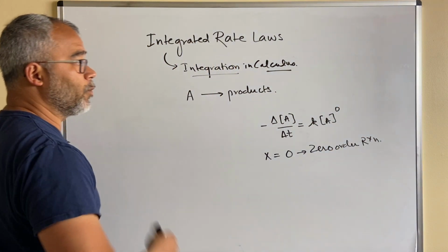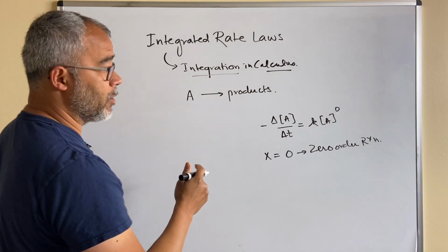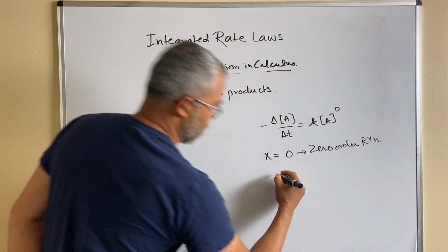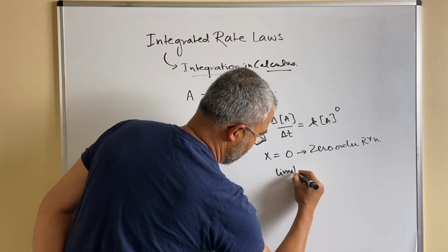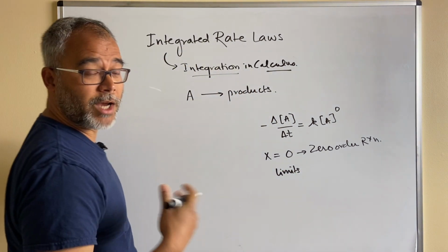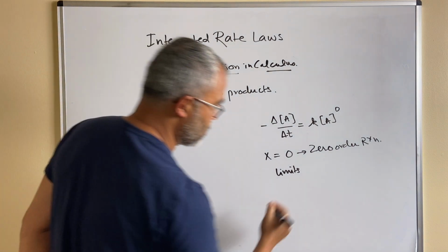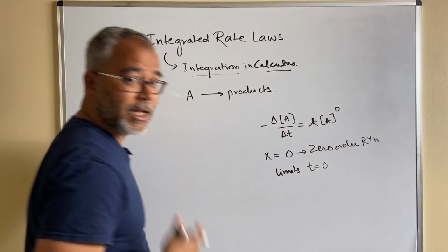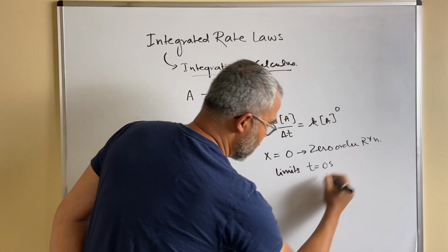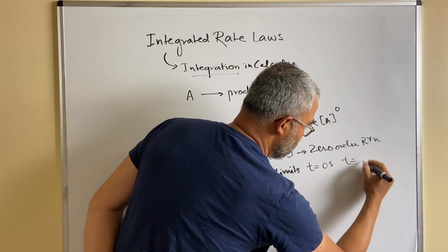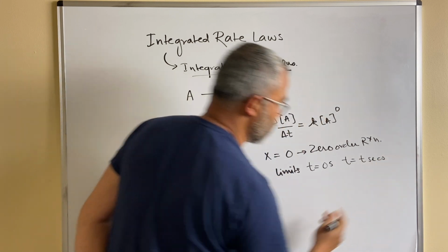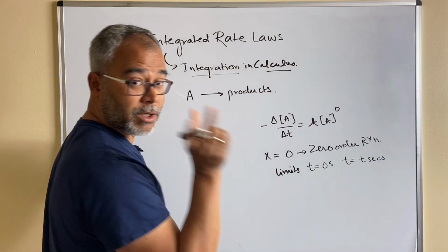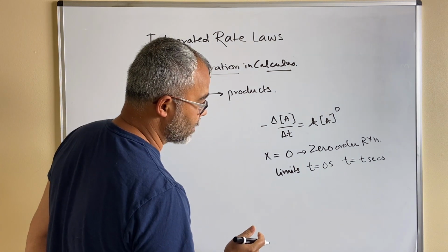Okay, and what we're doing is, when we use the integration, we're integrating between limits. Again, don't worry too much about calculus. I'm just trying to define the boundary conditions. The limits here are when t is equal to 0 seconds, so that means at the start of the reaction, and then when t is equal to t seconds, which is the stopping point. So the interval of time we're looking at.